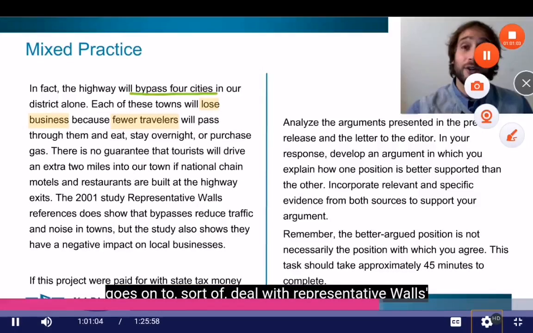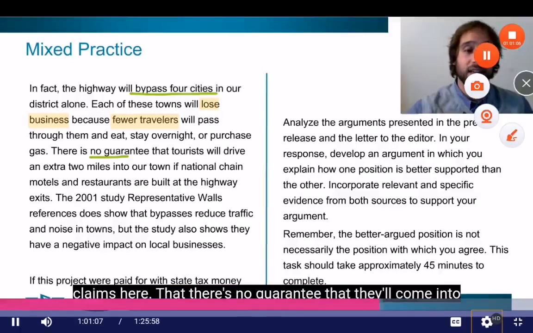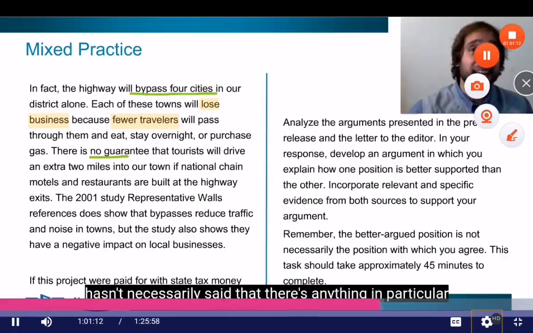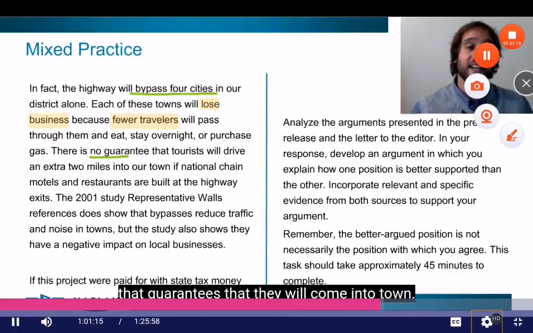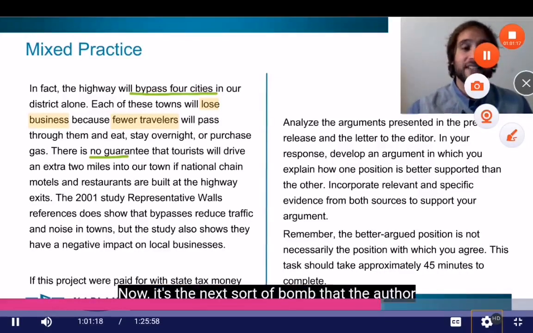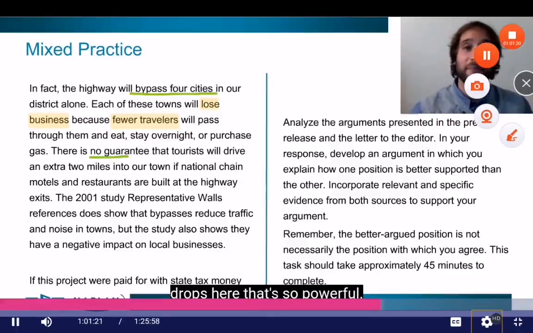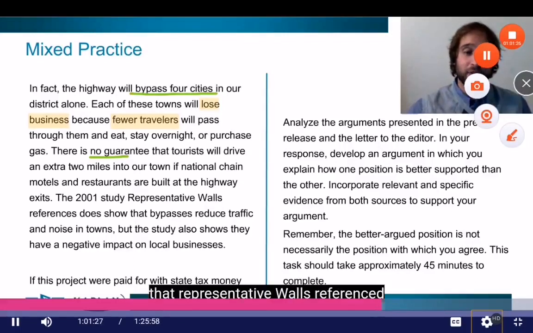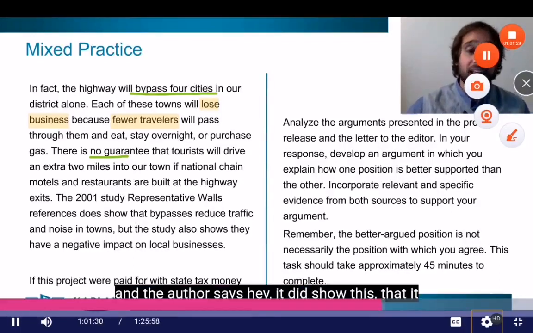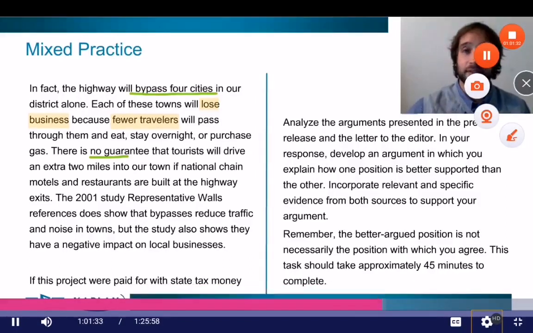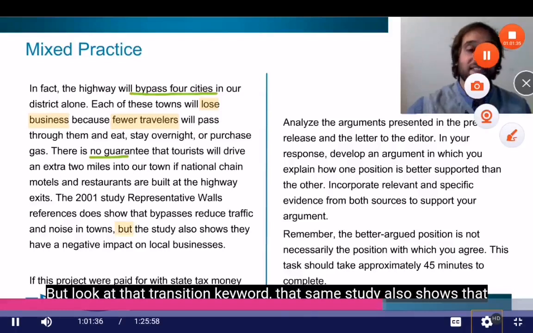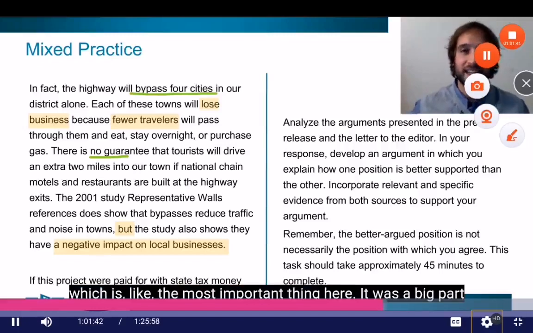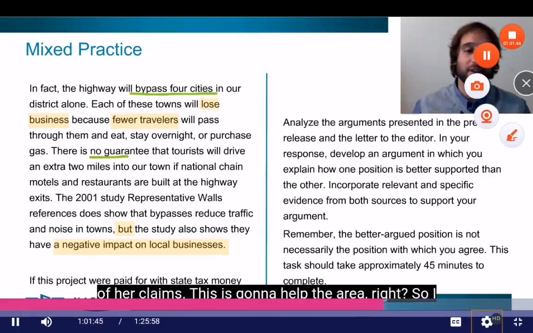Then our author goes on to deal with Representative Walls's claims here, that there's no guarantee that they'll come into town. It may happen, but it may not. And Representative Walls hasn't necessarily said that there's anything in particular that guarantees that they will come into town. Now, it's the next bomb that the author drops here that's so powerful. The author actually deals with the study that Representative Walls referenced. And the author says, hey, it did show this, that it reduces traffic and noise in towns. But, look at that transition keyword, that same study also shows that they have a negative impact on local businesses, which is the most important thing here, which is a big part of her claims.